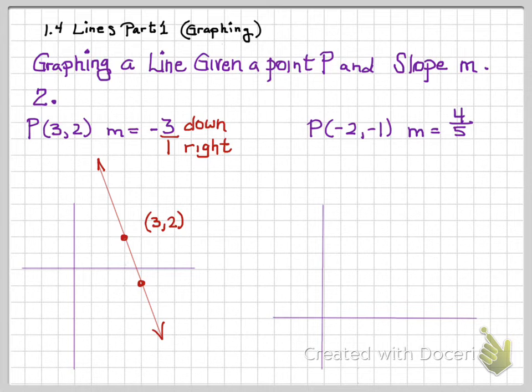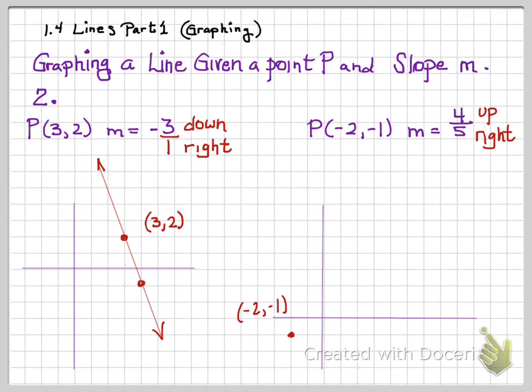Okay, we're going to graph the point (-2, -1). So go left 2, down 1, and there's your (-2, -1). I'm going to put it here out of the way. And then I'm going to use my slope of 4/5. The 4 on the top is positive, so that tells us to go up 4 units, and the 5 on the bottom again tells us to go right, since it's a positive number.